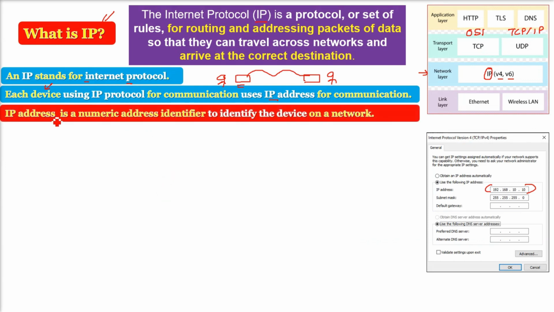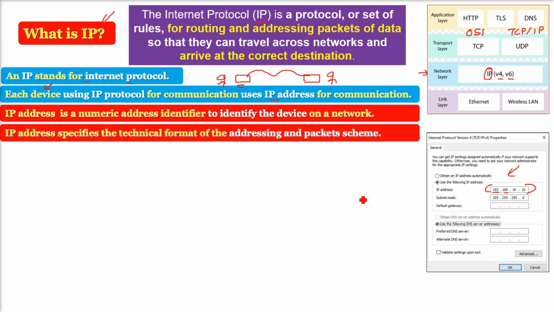The IP address you have just seen, what was that? It was just a numeric address. So this is a numeric address identifier. Why is it called an identifier? Because it can identify the device on a network. It can be a small network, a company network, or even the internet. So this IP address is actually the base of IP, because the IP address specifies the technical format of the addressing and packet scheme which you see here.